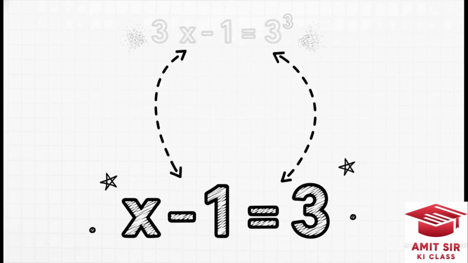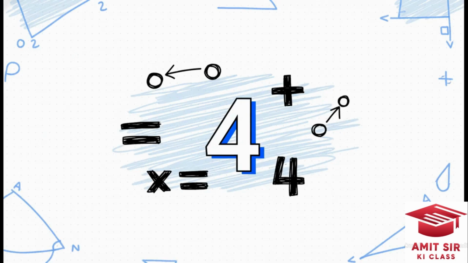So putting that rule into action is super easy. Since both sides have a base of 3, we can pretty much just ignore the bases and focus only on the exponents. And that leaves us with a much friendlier little equation. X minus 1 equals 3. And from here, it's just basic algebra, right? You just add 1 to both sides of the equation, which gives you the final answer, x equals 4. And just like that, our second problem is solved.